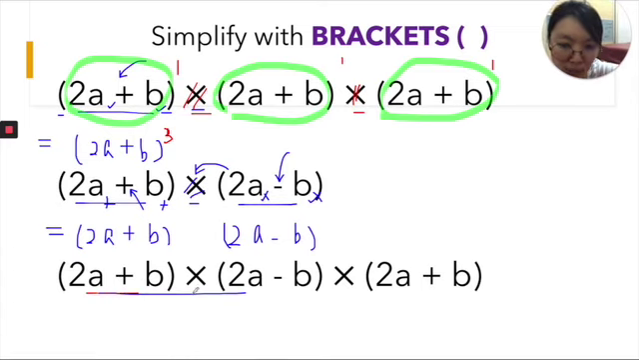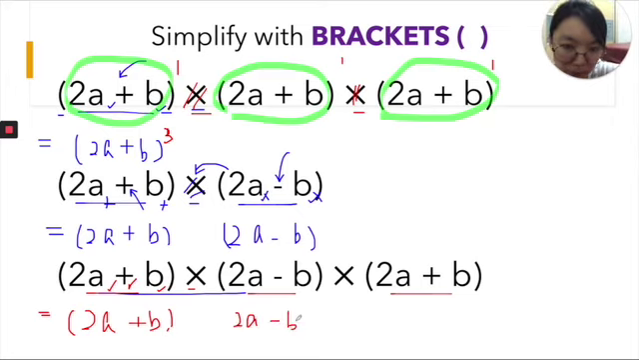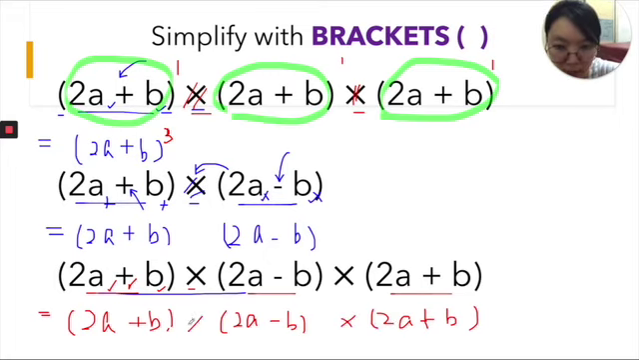Brackets and times. Again, do whatever is inside the bracket first. Check for 2A plus B. Plus, look for like term. A and B not like term. So I can only write it as 2A plus B. And then check for the next one. Again, the same. I cannot do anything. So I can write 2A minus B. And 2A plus B. Write down. In brackets. The next step, I have times. I put it down again.